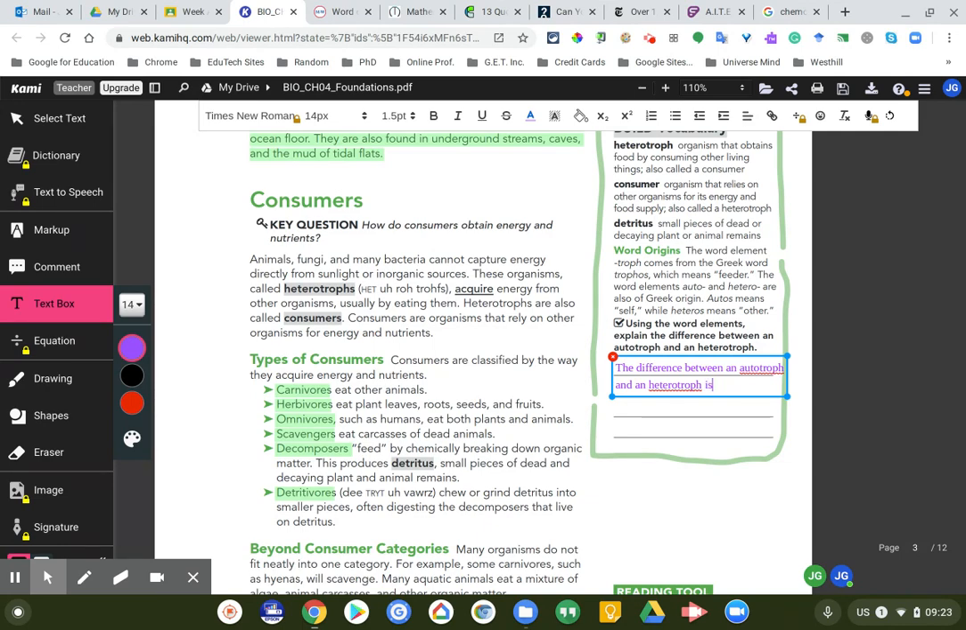Autotrophs utilize the elements to self feed. And obviously the elements are like sunlight and stuff like that. Sunlight and oxygen and carbon dioxide, to self feed.